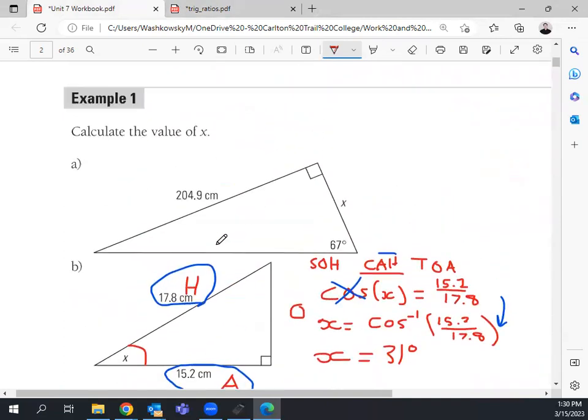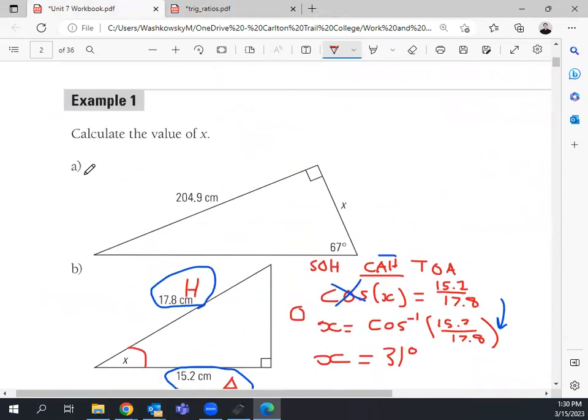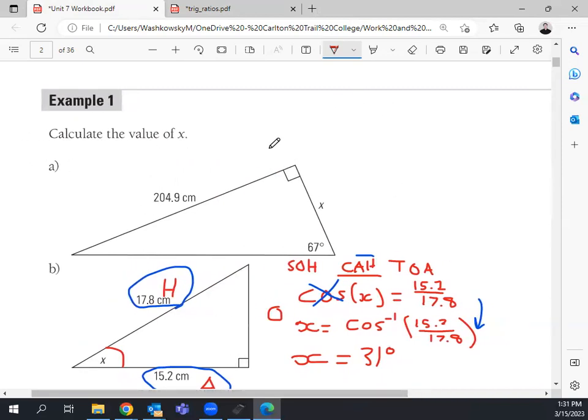Okay, now I'm going to go to question A. On this last triangle I used two sides. For question A, I'm using a side and an angle to find a missing side. First off, I start the same way: I'm going to label everything. This is my hypotenuse.